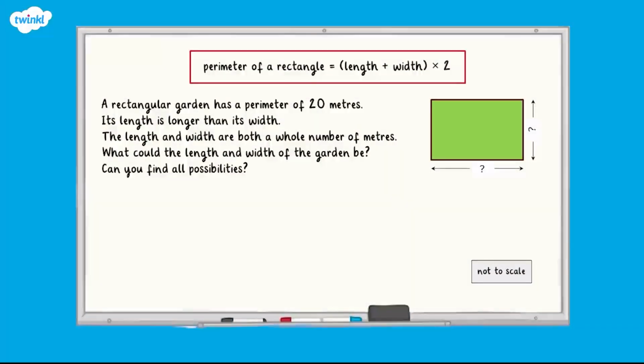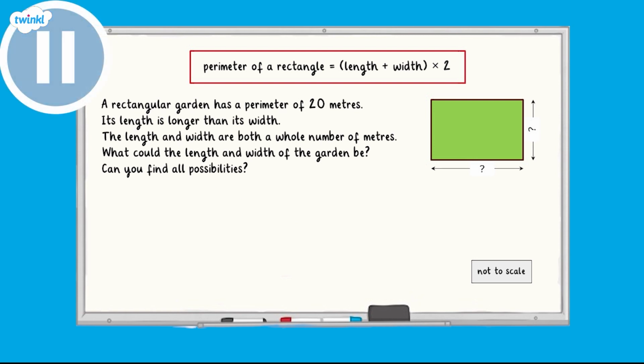And now it's time for your final challenge question. A rectangular garden has a perimeter of 20 metres. Its length is longer than its width, and both are a whole number of metres. What could the length and width of the garden be? Can you find all the possibilities? How did you tackle this problem?